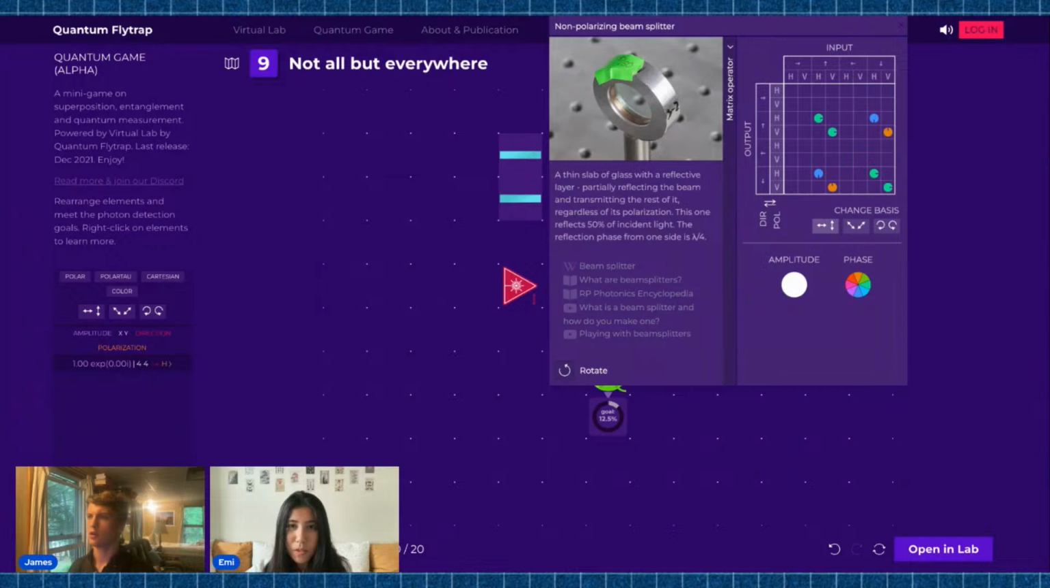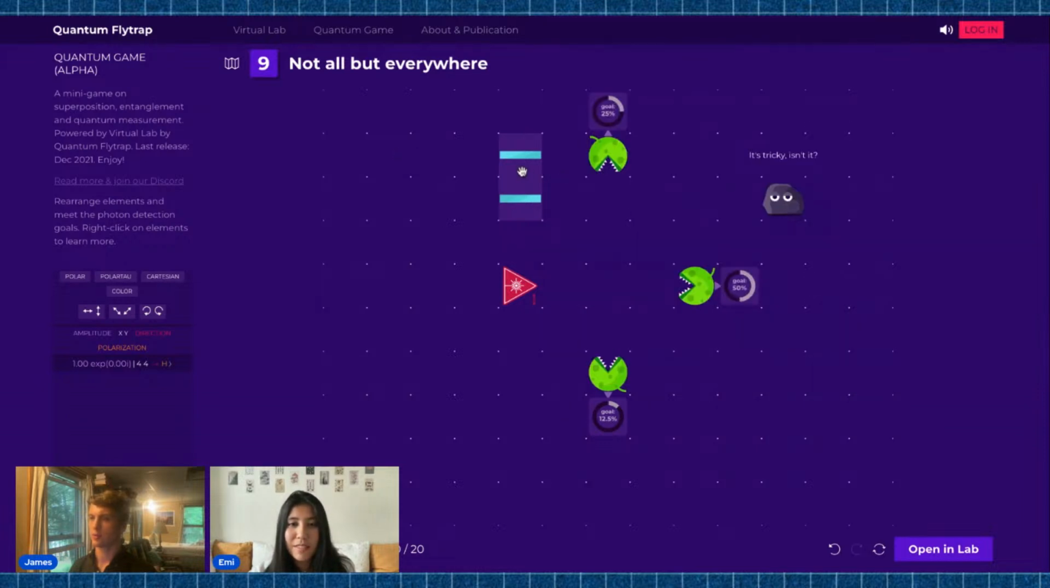Are those mirrors or beam splitters, aren't they? Non-polarizing beam splitters. Just to remind everyone what that is, it's a slab of glass with a reflective layer, so it looks like the image shown here. It will partially reflect the beam and then transmit the rest of it. This is a very conventional one, which reflects 50% of the incident light.